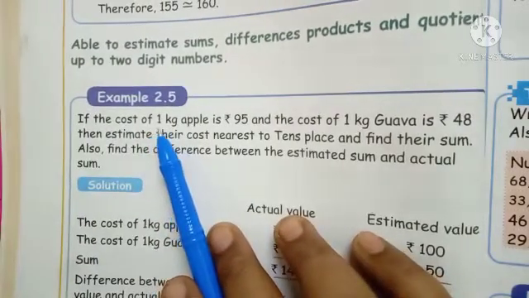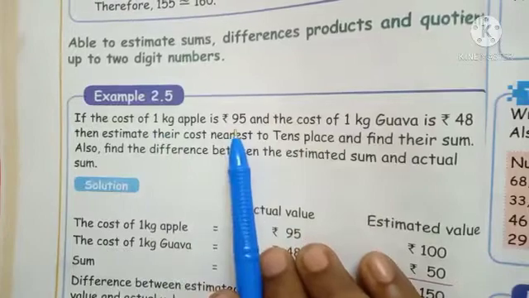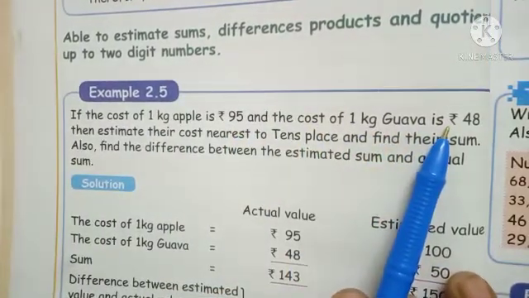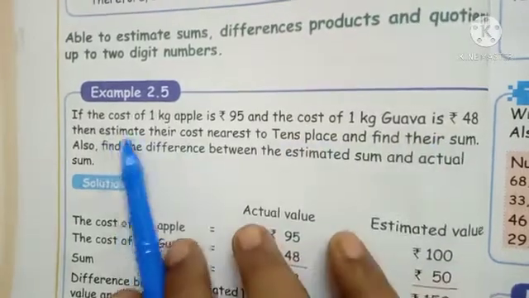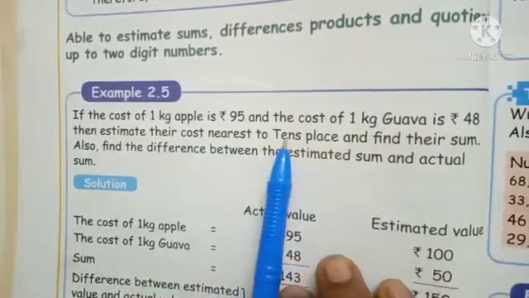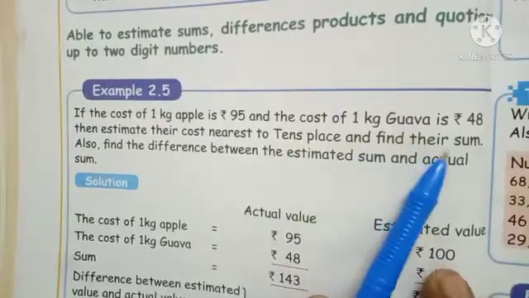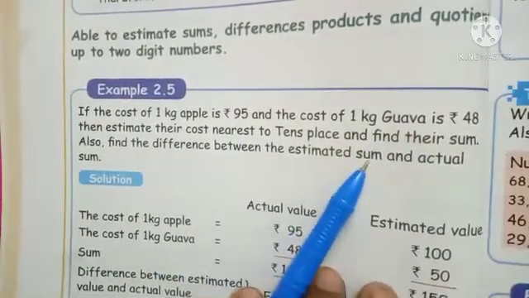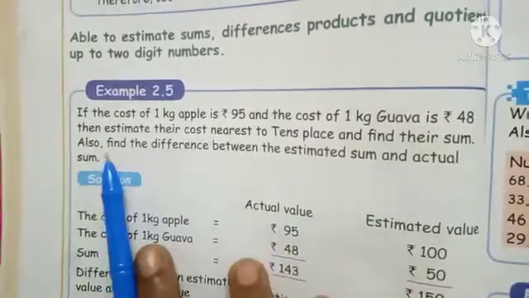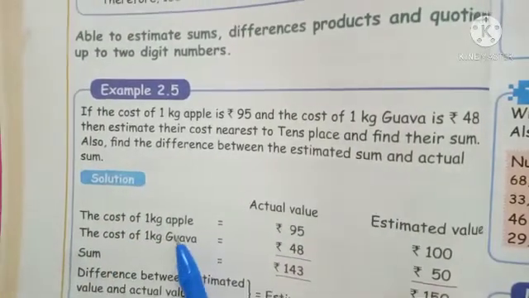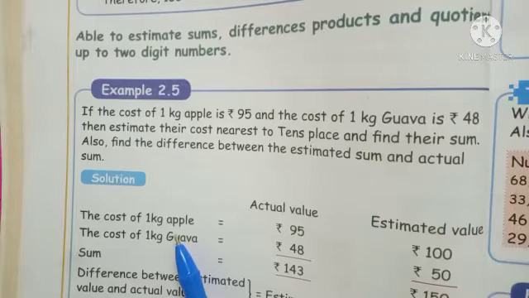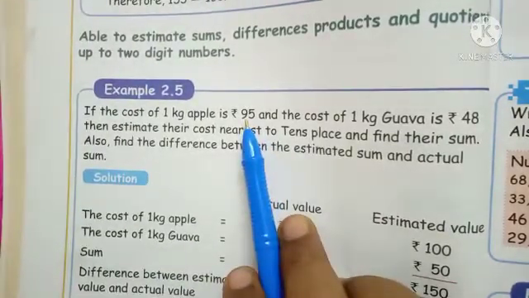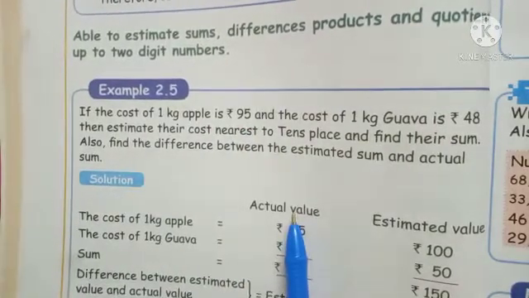The cost of 1 kg of apple is 95 rupees. The cost of 1 kg of guava is 48 rupees. Then estimate the cost to the nearest tens place and find their sum. Also find the difference between the estimated sum and the actual sum. So here, the cost of 1 kg of apple and the cost of 1 kg of guava.